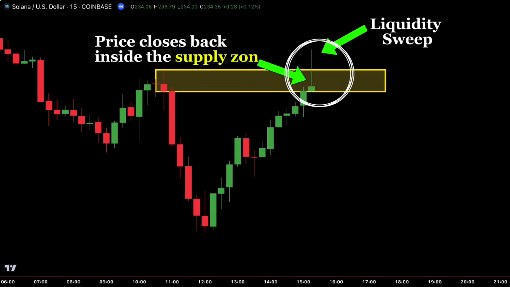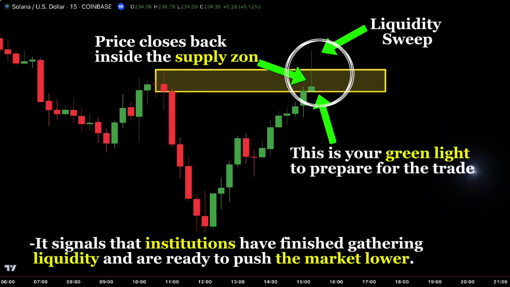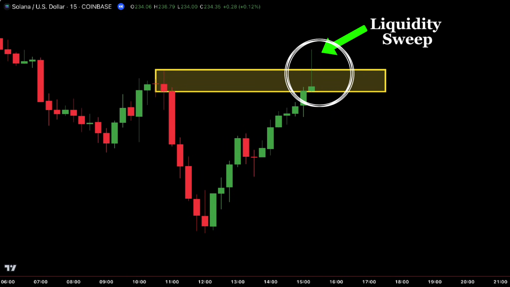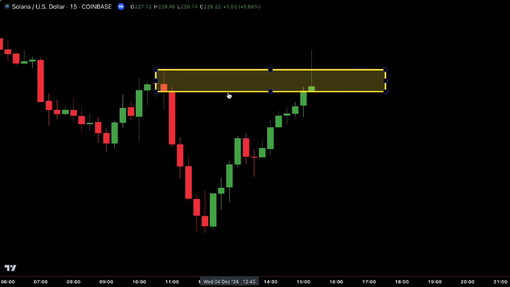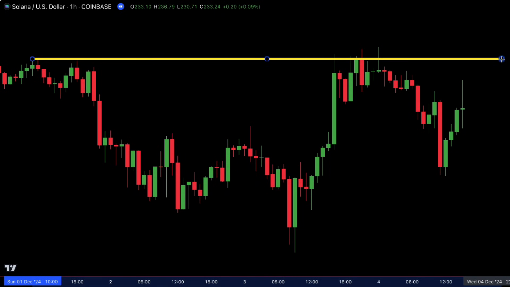Once the price closes back inside the supply zone after the liquidity sweep, it signals that institutions have finished gathering liquidity and are ready to push the market lower. This is your green light to prepare for the trade. Now that the liquidity sweep has occurred and the price has closed back inside the supply zone, it's time to check the higher time frame for confirmation. This step ensures that your trade aligns with the broader market structure.